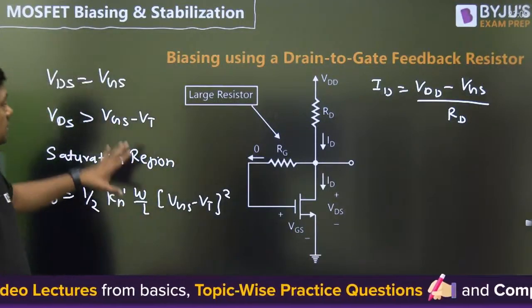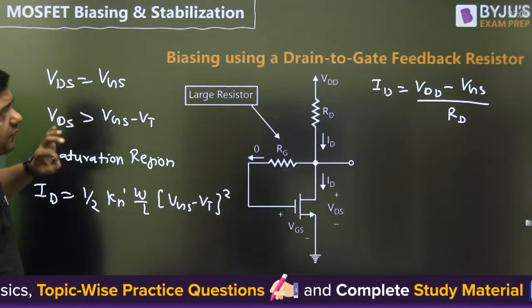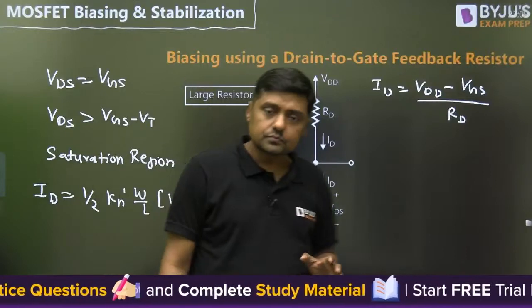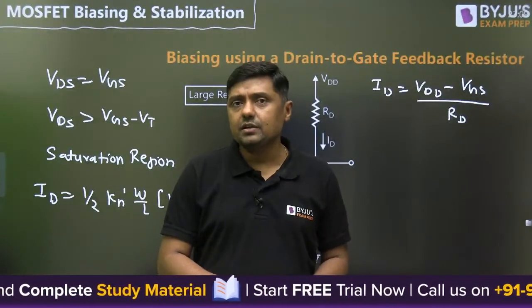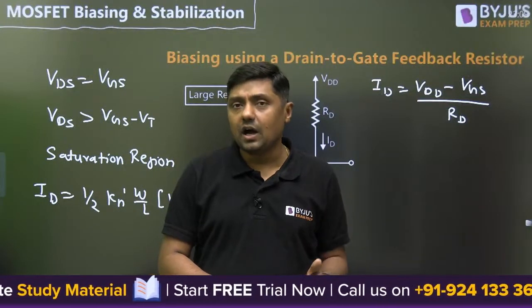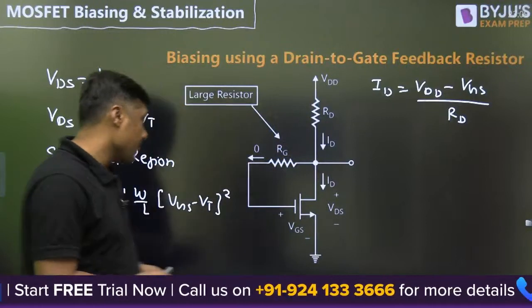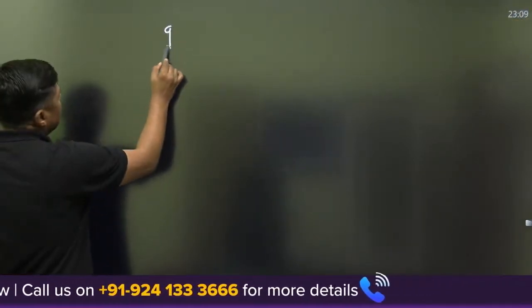Then that is the second case, biasing using the drain to gate feedback resistor. Okay. Now, I have already discussed potential divider type biasing. Then we connected the RS, and then the drain to gate feedback resistor. Now, there is one question: can we directly connect RS here?